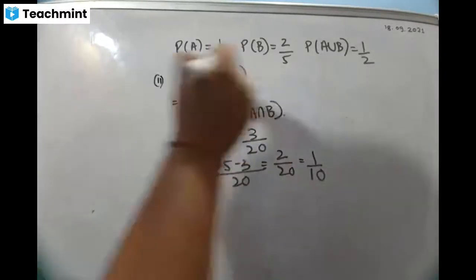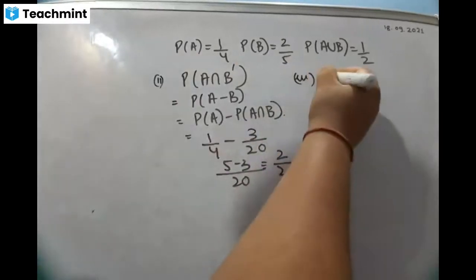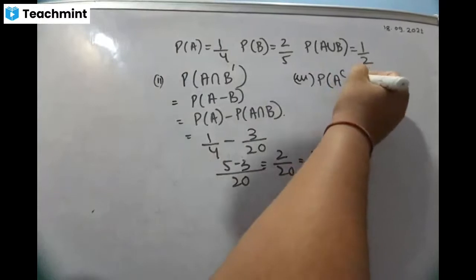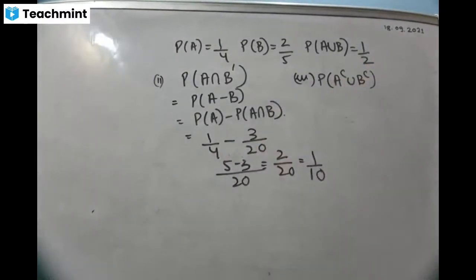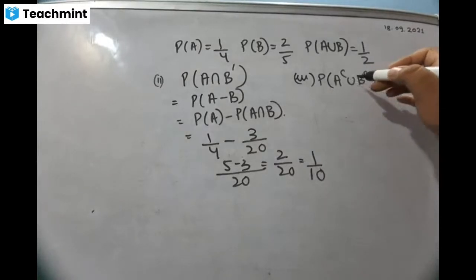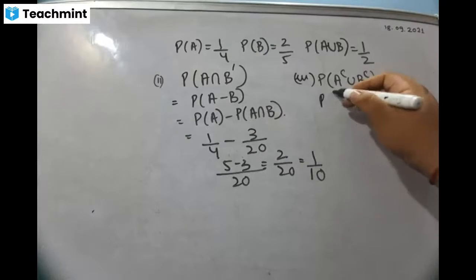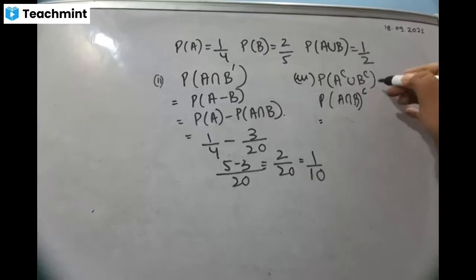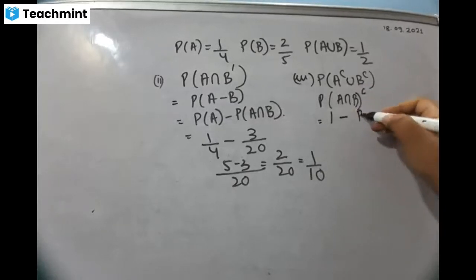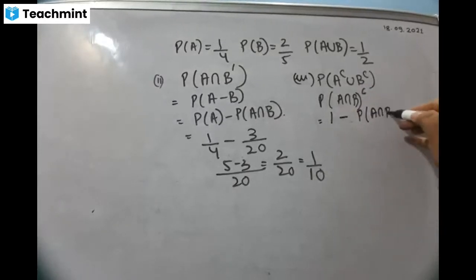So this was the second one. The third one, I have to find the probability of A complement union B complement. So could you please help me out? What was the formula? So you know De Morgan's law, union will change into intersection. Everyone knows that. So A complement union B complement can be written as 1 minus probability of A intersection B.